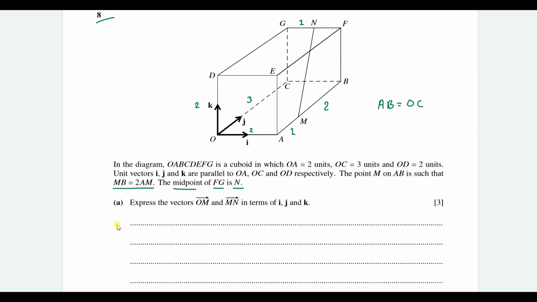The first part is to express the vectors OM and MN in terms of I, J, K. We know that for a vector you are going to find the path. So for OM, how can we go from O to M? It is O to A and then A to M. Along OA, I is the unit vector. AM is along OC, so it is along the J vector.